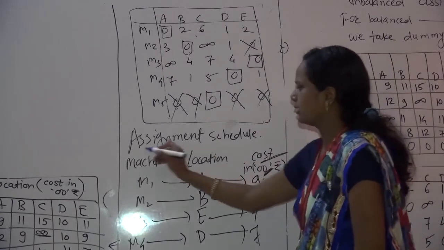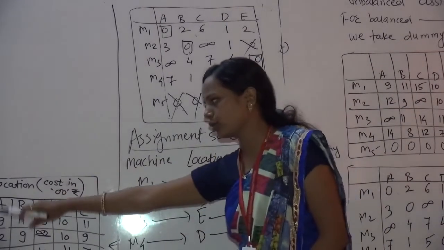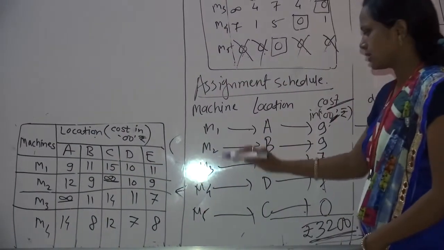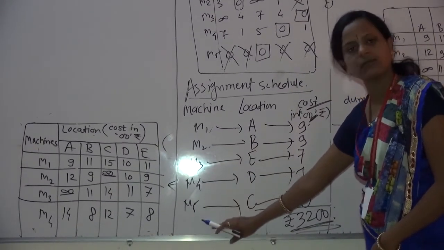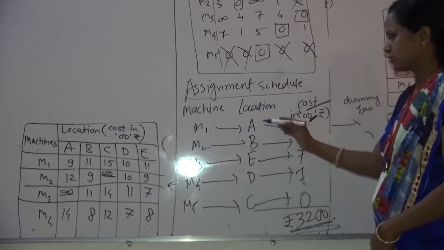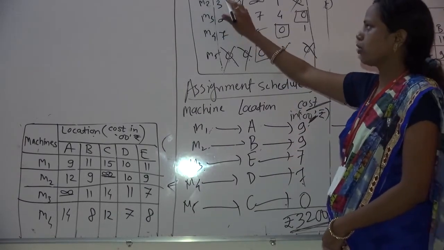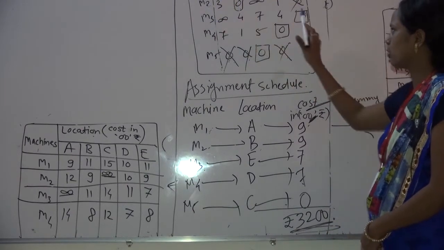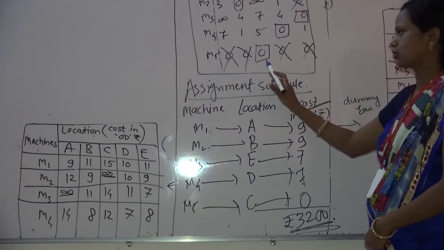So now we get the assignment schedule. So how to write the assignment schedule? From the original matrix write down machines and locations. Machines are first machine, second machine, third machine, fourth machine and fifth machine with locations A, B, E, D, C, because machine M1 belongs to A location, M2 belongs to B location, M3 belongs to E location, M4 belongs to D location and M5 belongs to C location.